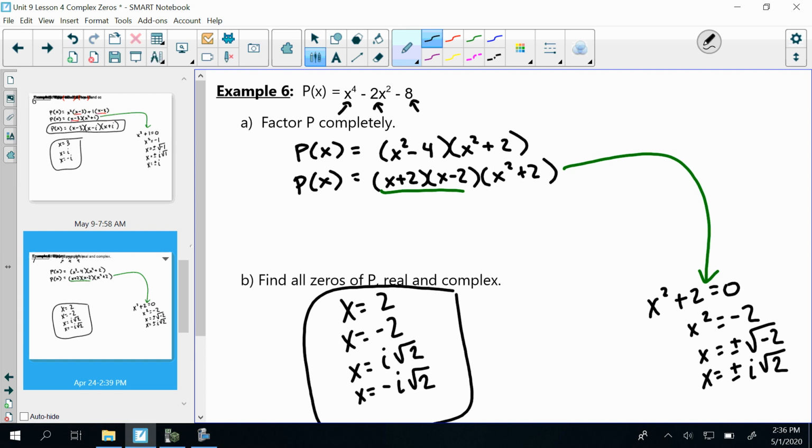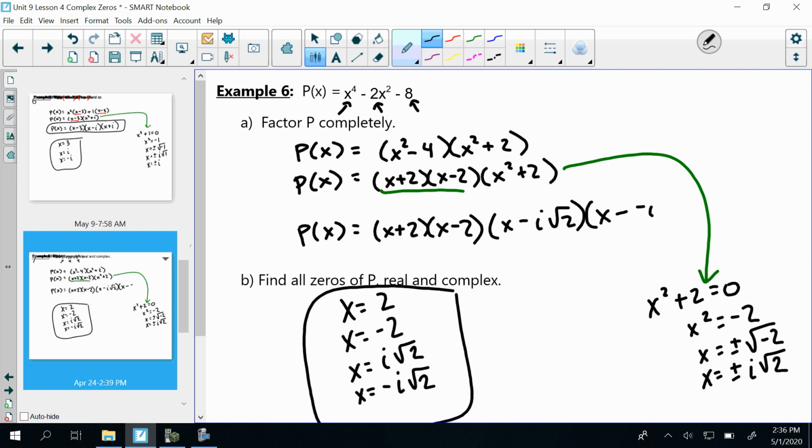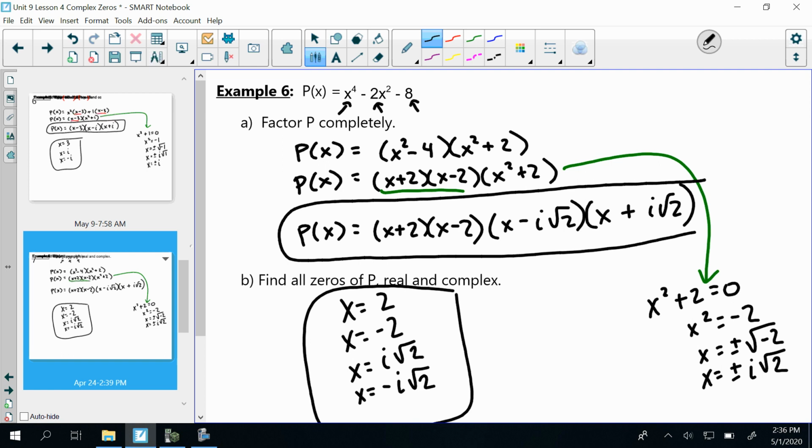Now we want to write it in factored form with 4 factors. So the first two we can just leave. This last one, though, the factors that would come from that would be x minus i square root of 2. And then the second one would be x minus negative i square root of 2. A nicer way to write that, instead of minus and negative, you can write a plus. And so that would be the complete factored form of that polynomial.